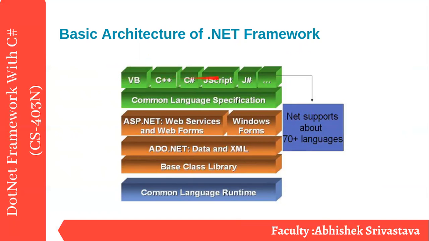On the top layer we have Visual Basic, C++, C Sharp, JavaScript, J Sharp, and many more languages. After that, the most important term, Common Language Specification. I will explain each term in the next few slides. Then Common Language Runtime, ASP.NET, web service and web form. These are used for making a dynamic website.